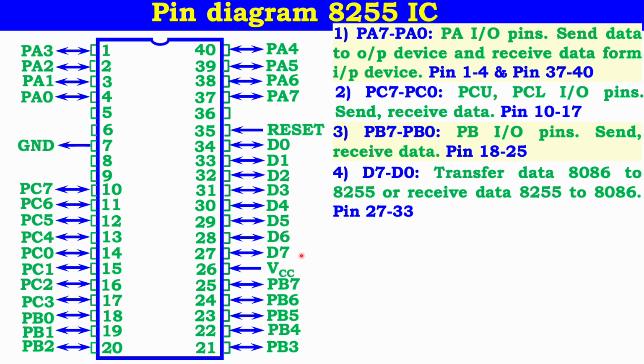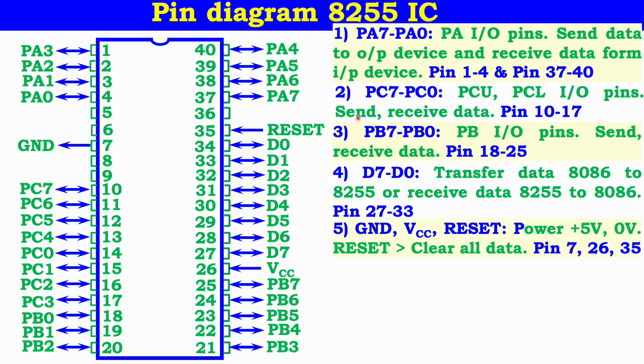Now these are the common pins to any electronic IC, because we require power. VCC is given at pin 26 and ground is given at pin number 7. And one more pin is reset. To clear all data we use this reset. So this is the function of ground, VCC and reset.